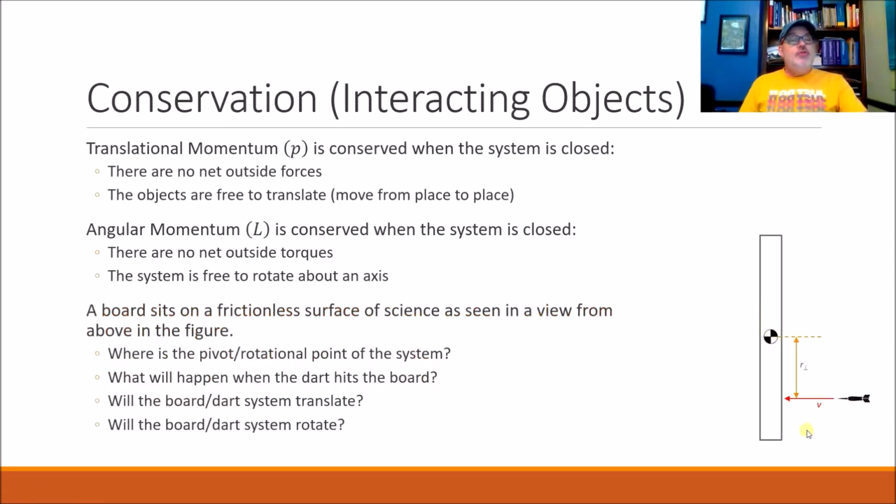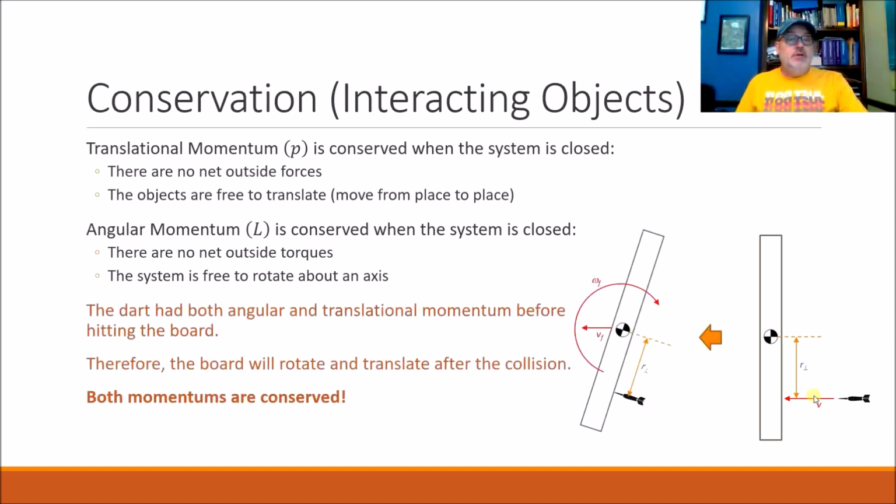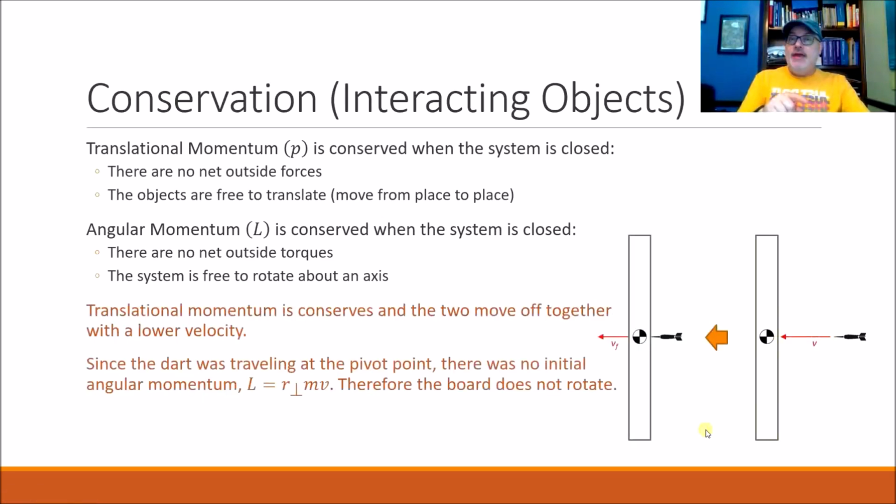All right, so now what if we shoot the dart down below, down here, at a distance r perpendicular? So now there's a lever arm. What's the board and dart going to do now when it hits? Well, this time the board will rotate as well as translate. Now the interesting thing is nothing in the translational momentum has changed. We have an m v for the dart before, we have the mass of the board and the dart combined afterwards. So this final velocity will be exactly the same in this case or in this case.